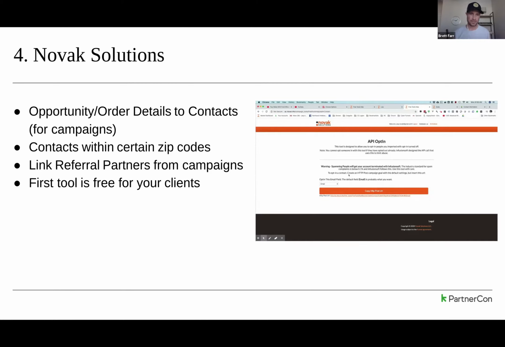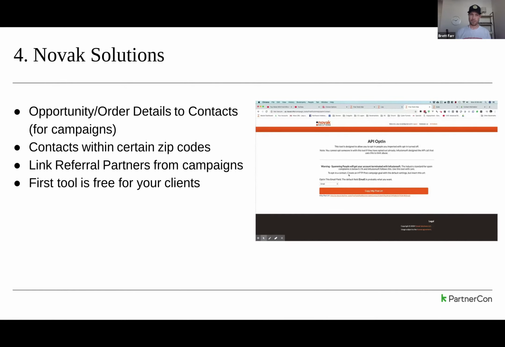Same thing with order details. For example, if the most recent order has a value amount of like $100, and you want a campaign for somebody who spent more than $100 or less than $100, you can't really do that natively very easily with Infusionsoft, whereas something like this would be really simple. Makes it pretty straightforward. The other one is contacts with certain zip codes.